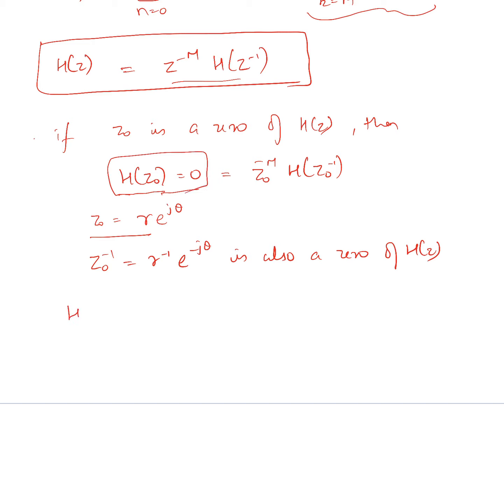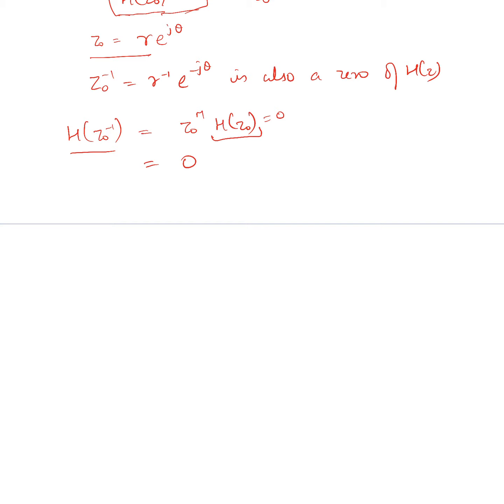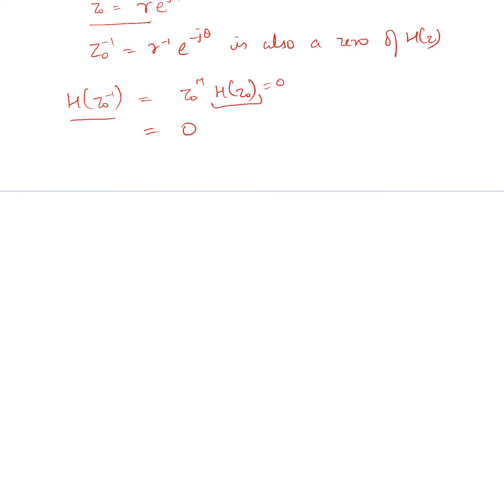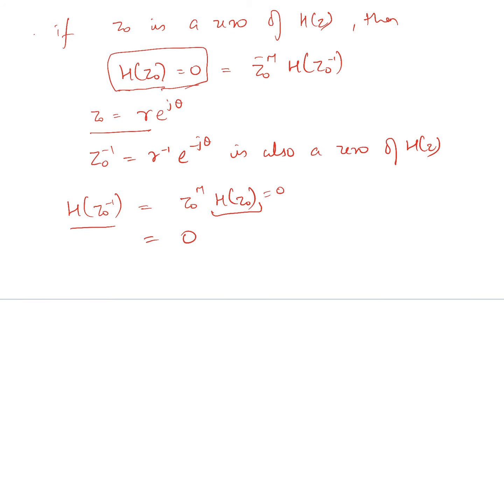Now if I put H(z inverse) and want to determine whether it would be zero or not, using this relationship I can write it as z naught to the power M, and then it would become H(z naught), and since H(z naught) is equal to zero, this would equal zero, meaning that the reciprocal of z naught, or z naught inverse, would also be a zero of H(z). This is the first property: if z naught is a zero of H(z), then its reciprocal would also be a zero of H(z).